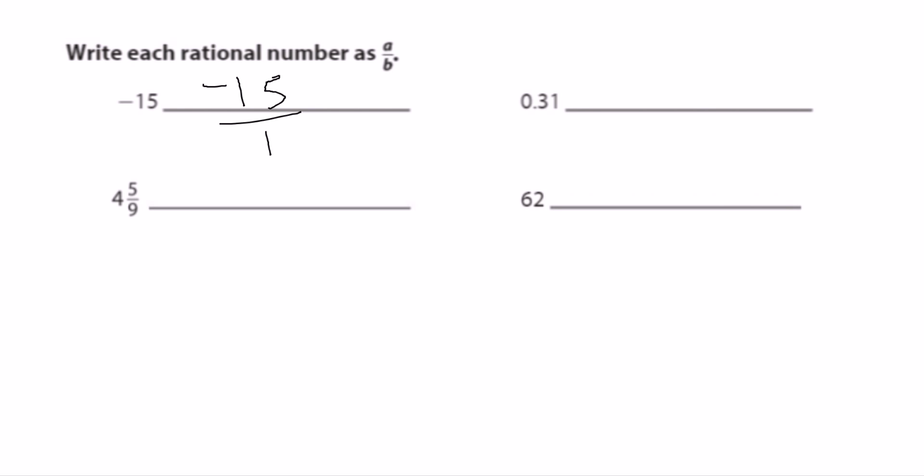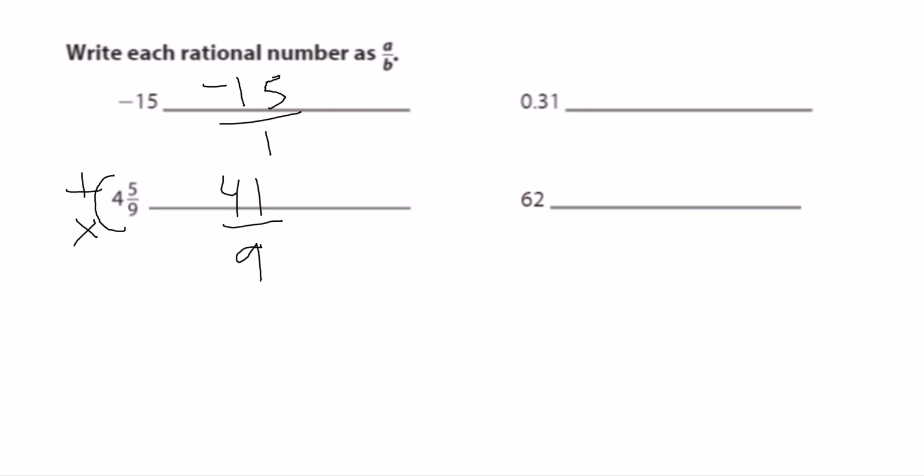Let's just go straight down. You have 4 and 5/9. This is the one that says mixed number, the very first example we did. So you have to multiply the denominator by the whole number and then add the numerator. So 9 times 4 is 36. And then 36 plus 5, that would become 41. Your denominator doesn't change, so 41/9.